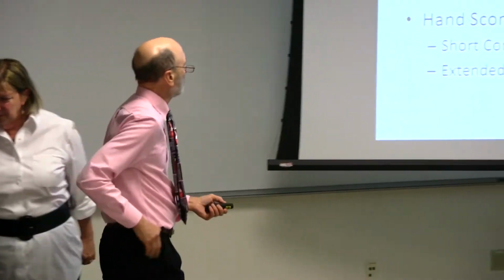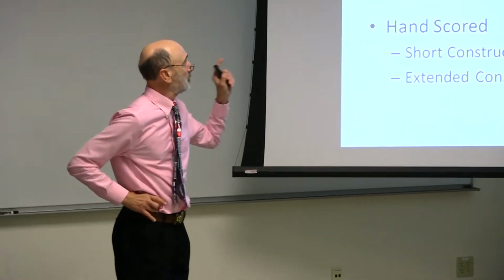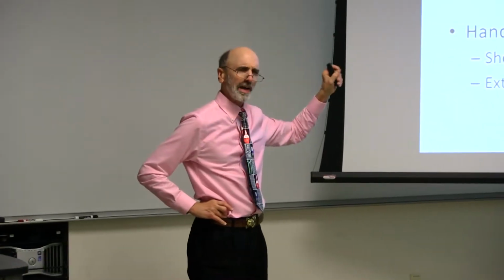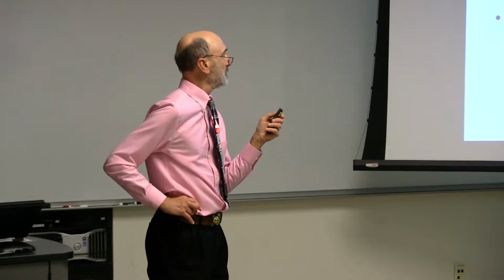Item types. We have two different categories of item types, the machine scored and the hand scored. And the machine scored, if you notice, multiple choice obviously can be scored by a computer. And the graphic response, if they're dragging and dropping or drawing lines on a graph.